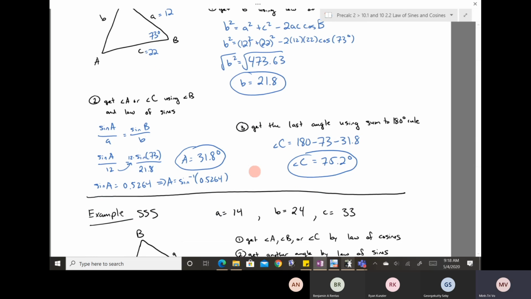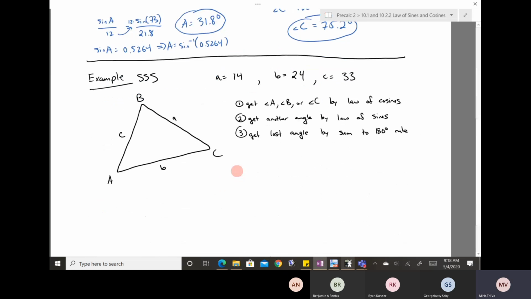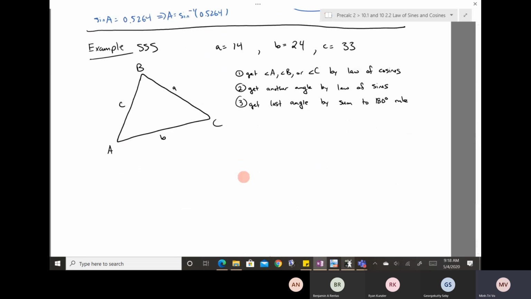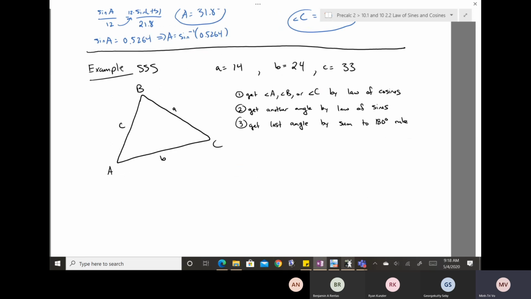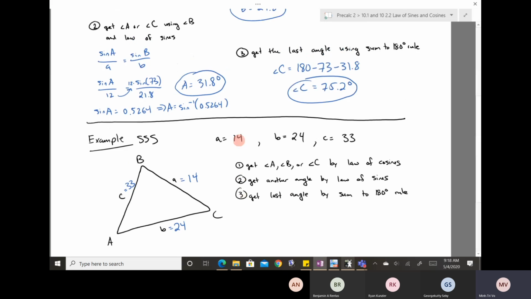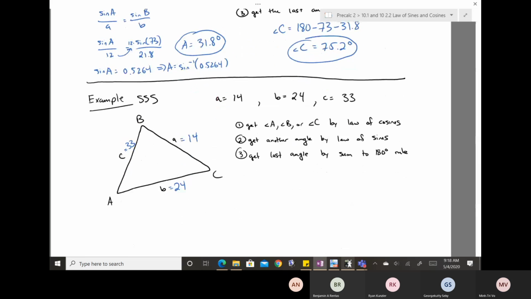Okay, so let's continue on to the last example. Here we have the SSS triangle where all three sides are known, but all the angles are unknown, right? So A is 14, B is 24, and C is 33. So again, we can start by using the law of cosines, but once we have that, we can switch to the law of sines.